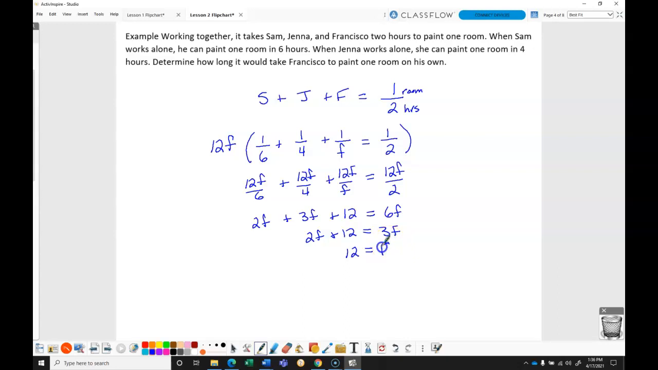So it looks like Francisco would take 12 hours to paint one room. And that answers our question. Question: determine how long it would take Francisco to paint the room on his own. 12 hours. He works pretty slow. Okay, but these were rational expressions that I was working with. That's what relates to what we're doing. So let's look at the next example here.